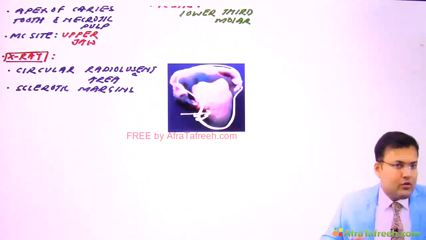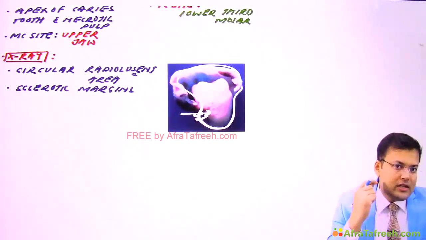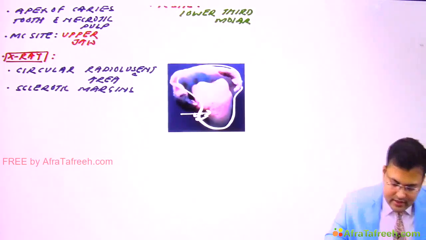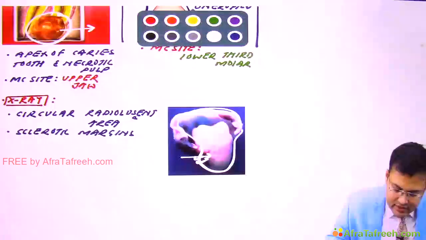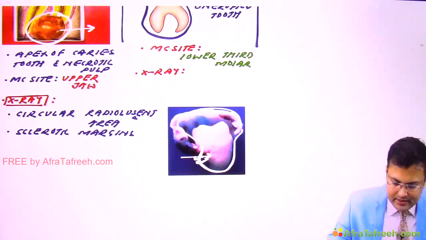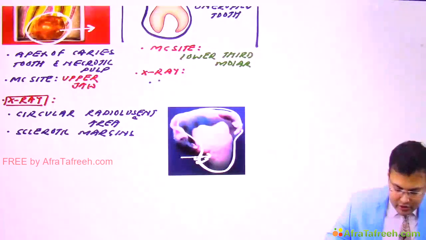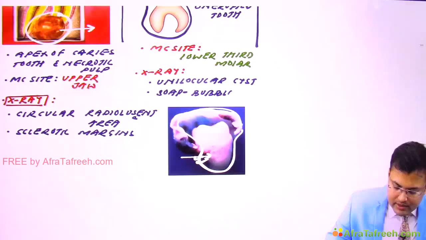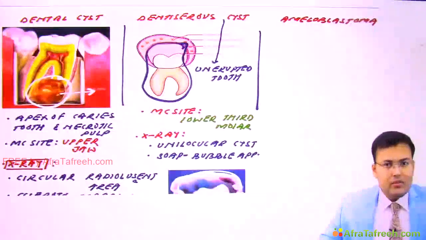On X-ray you are going to see that there is unilocular cyst and there is soap bubble appearance. So again we can make the diagnosis on X-ray. Clear? And what is the typical appearance? There is unilocular cyst and there is soap bubble appearance. Right?